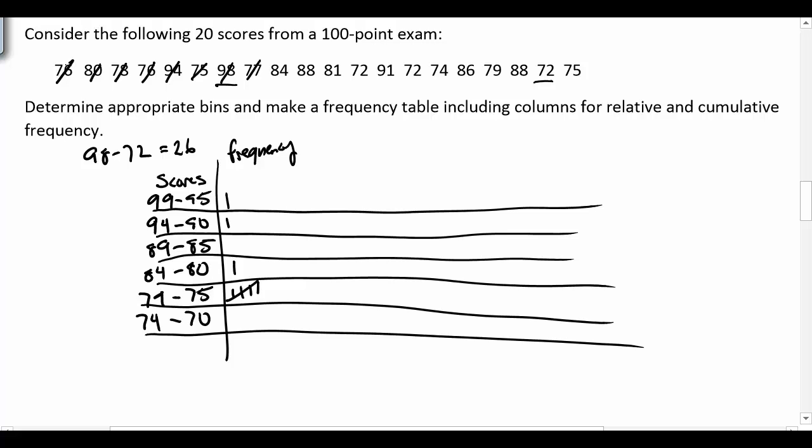77, 84, 88, 81, 72 is down there, 91 is right there, another 72, 74, 86, 79, 88, 72, and 75.